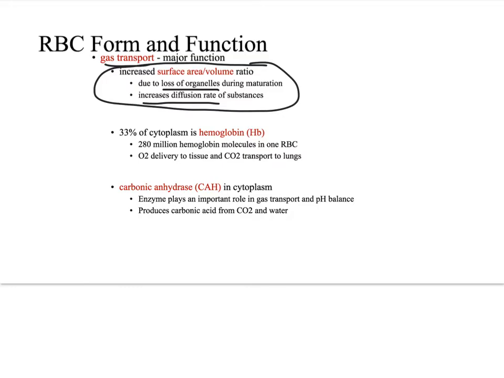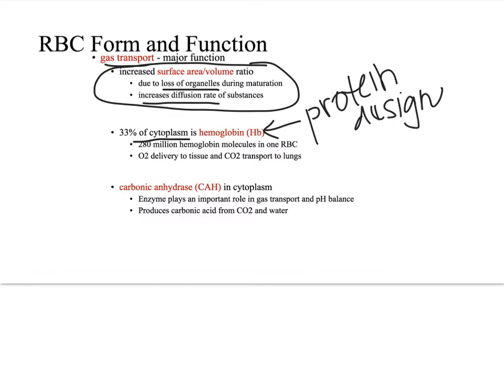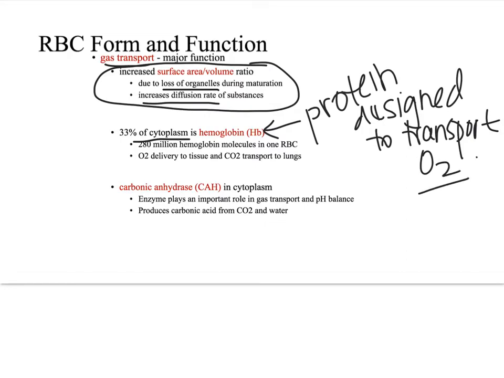Okay, now 33% of the cytoplasm of a red blood cell is hemoglobin, and we're going to look at the molecule hemoglobin on the next slide. Hemoglobin is a protein, designed to transport oxygen, and I'll show you the structure so you can see it. There's so much hemoglobin in one red blood cell. It's crazy. There are 280 million hemoglobin molecules in one red blood cell.